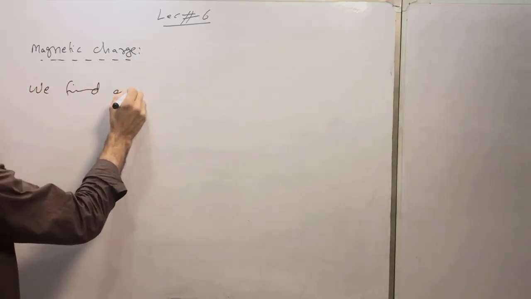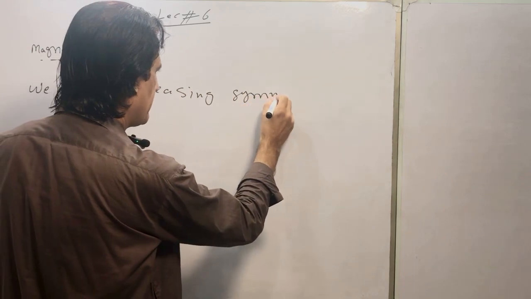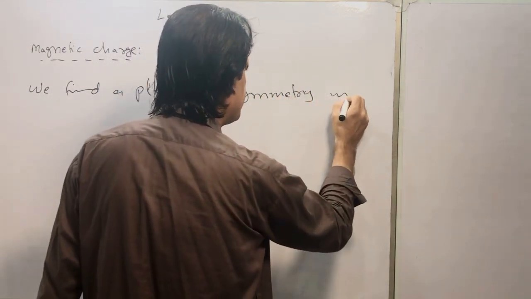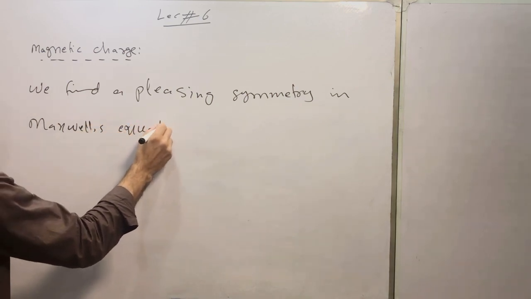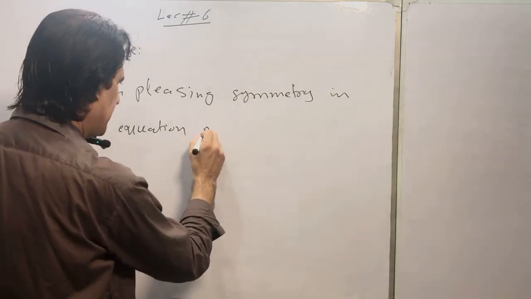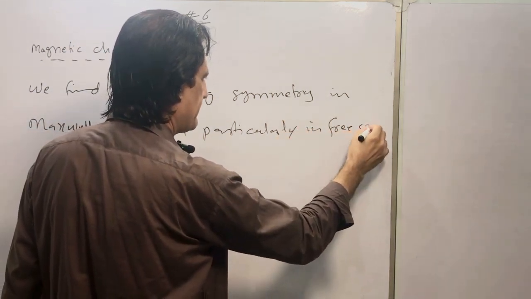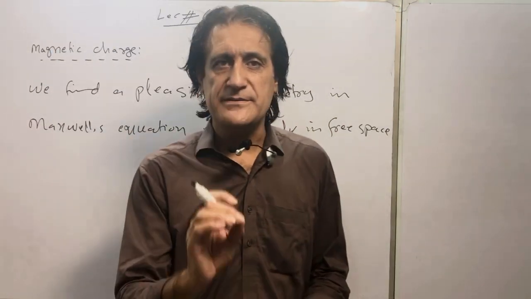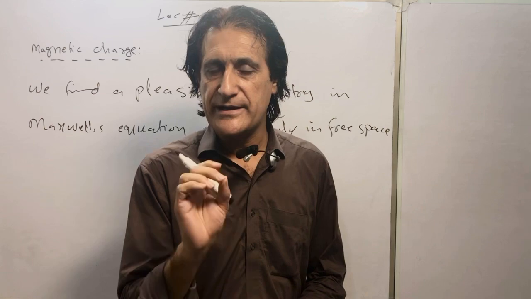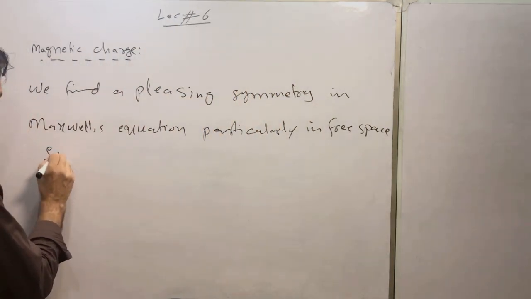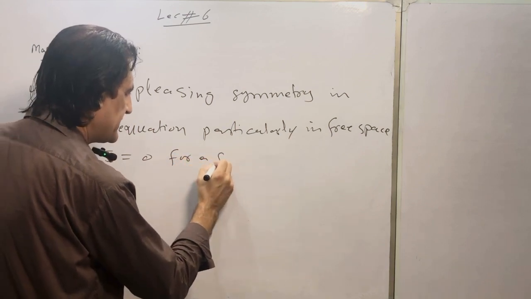We find a pleasing symmetry in Maxwell's equations, particularly in free space. Free space means that if we have no charge, there will be no charge density and there will be no current density. So it means that rho will be equal to 0 and J, the current density, will be equal to 0 for a free space.